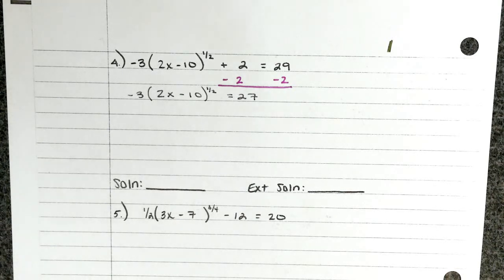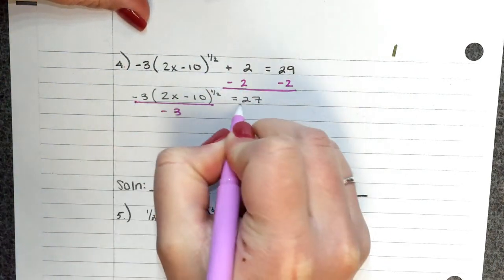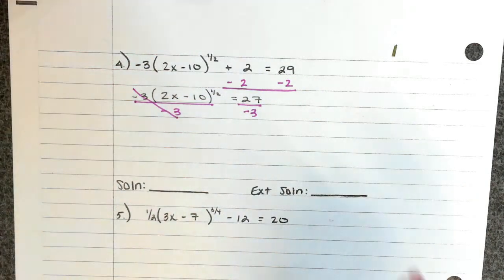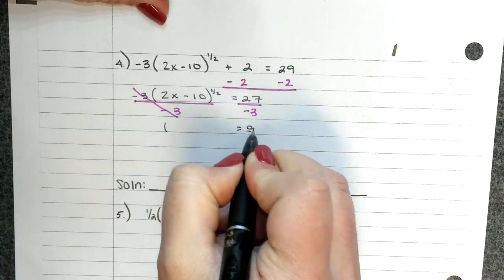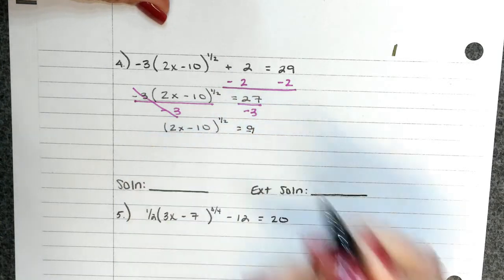Number 14, what comes next? I divide it by the -3 on both sides. Good. We have to divide both sides by -3. The -3's go away on that side. What are we left with? Oh, -9 over here. Yeah. And then this side is good.